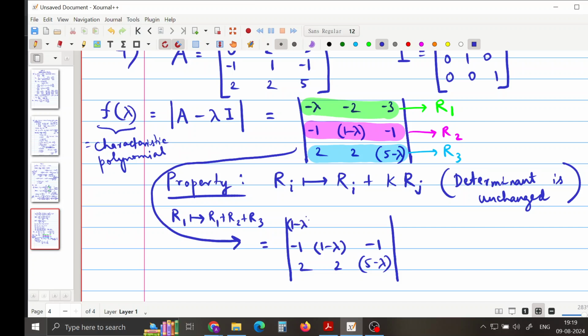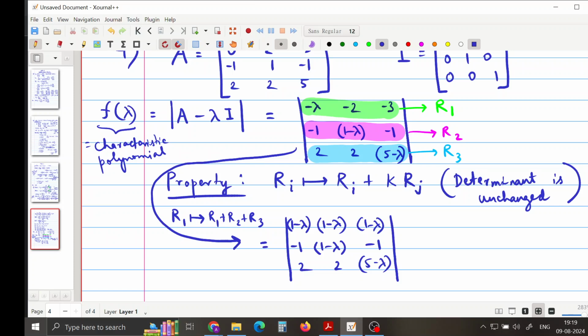So this is 1 minus lambda. And similarly, what about the other entries? 1 minus lambda, 1 minus lambda, 1 minus lambda. So you see the pattern. All the elements along the first row are now 1 minus lambda.